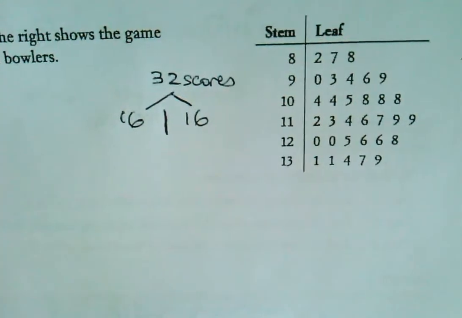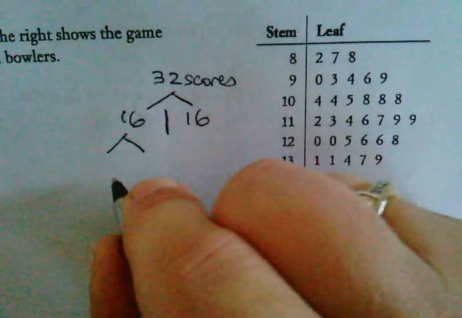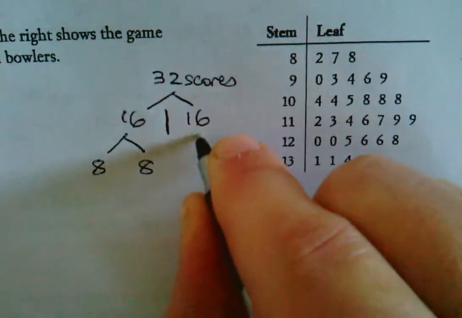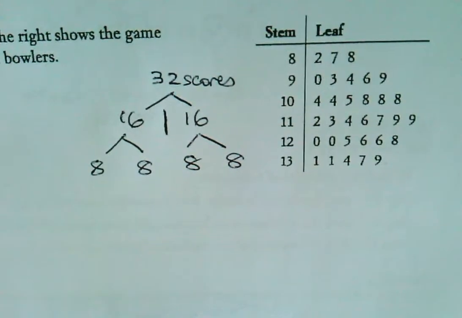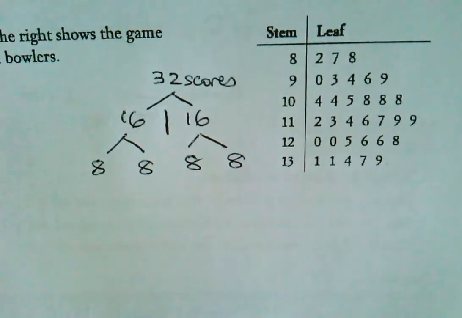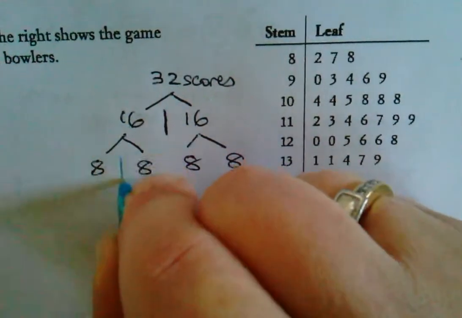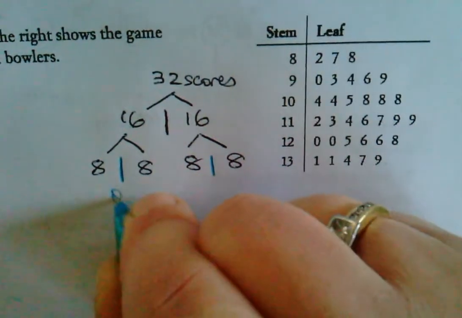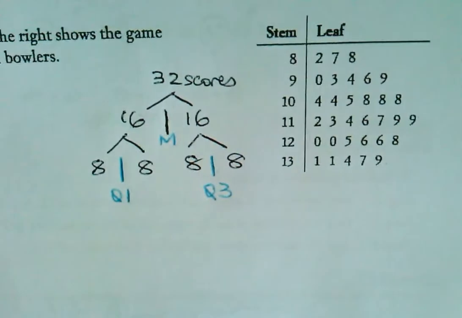Now that you've got your bottom 16, thank goodness they're even as well, you break them up and go 8 and 8. And here you go 8 and 8. Are you okay with this? I break them up into 16, 16. I don't have to pull a score out of the middle because there's an even number of scores. I then break the 16 up into 8 and 8, and I'm going to put lines here and that'll be Q1, and that'll be Q3, and we know this one up here is the median.